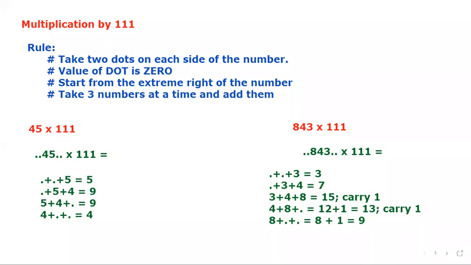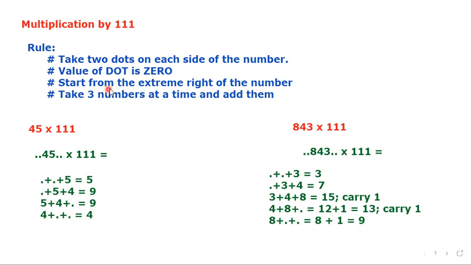Hello. In today's session, we will be learning how to multiply any number by 111. Let's understand the rule. We will be taking two dots on each side of the number to be multiplied, and we will be considering each dot as a number. The value of dot is 0.